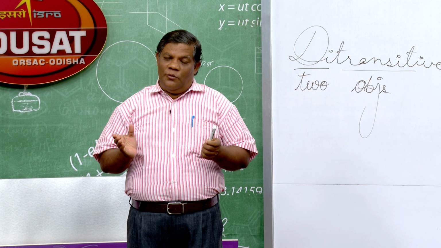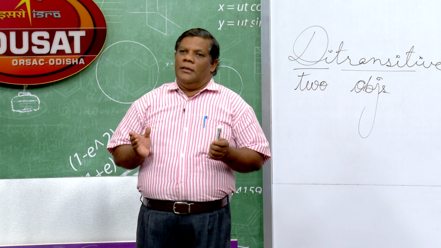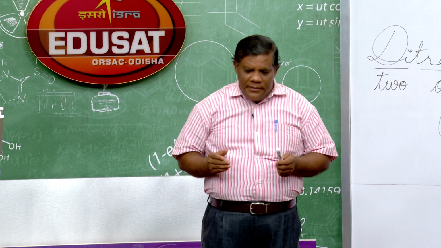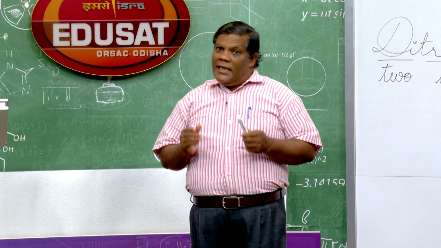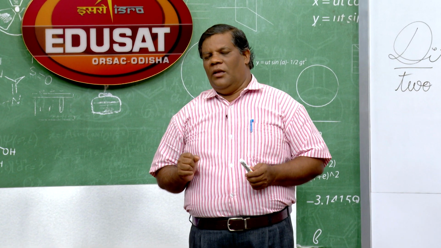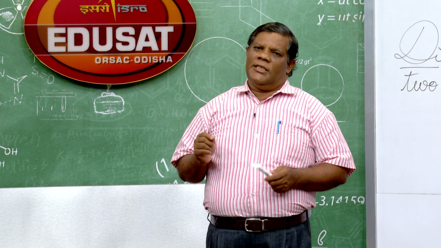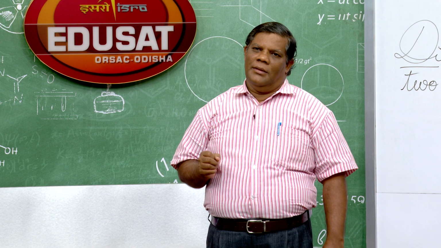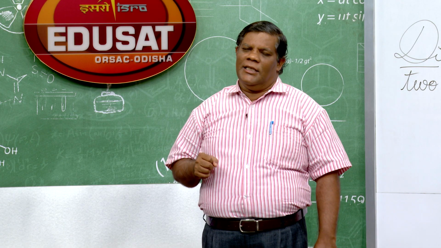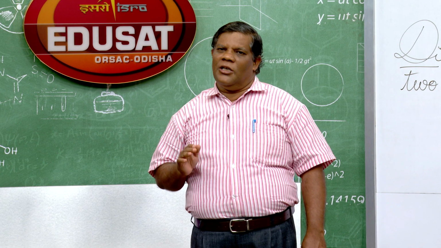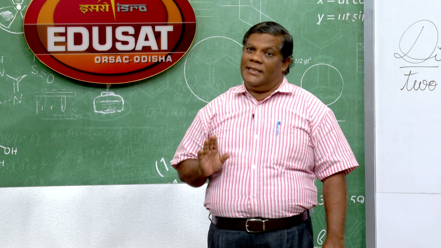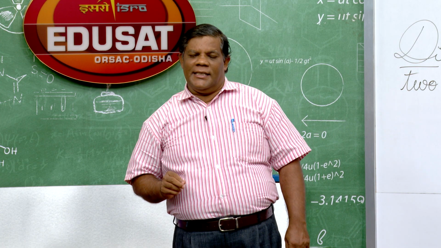When two objects are there, one object is the direct object, the other is the indirect object. When it is a direct object, it answers the question what. When it is an indirect object, it answers the question whom. Therefore, if we have two objects in a sentence, we call it a ditransitive construction or ditransitive sentence, because two objects are there at the same time.